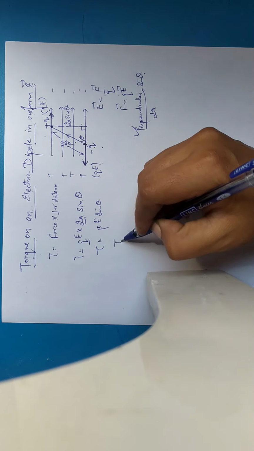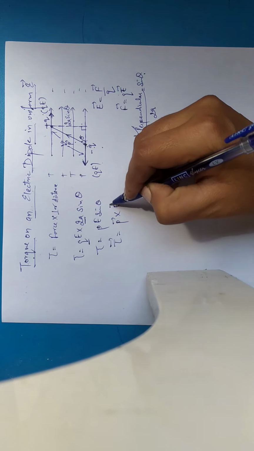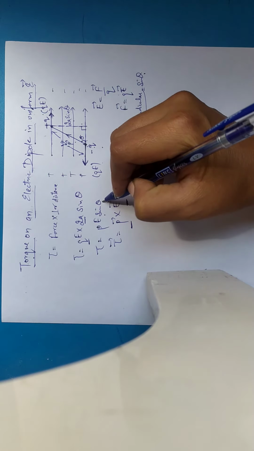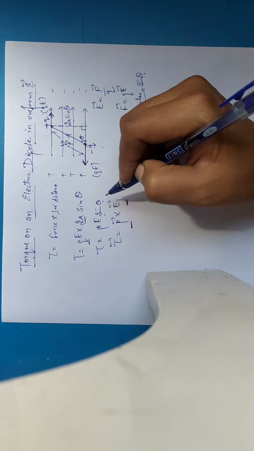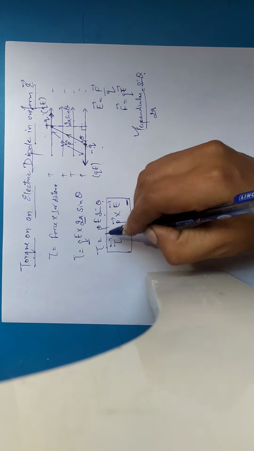So in vector form we can write it as torque vector is p vector cross E vector, because p is a vector quantity, electric field is a vector quantity, and sine theta we have done in class 11th. AB sine theta is A cross B. So torque is P cross E.